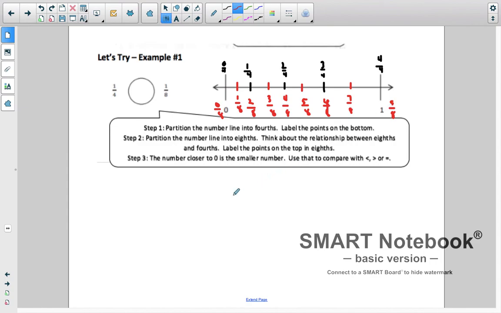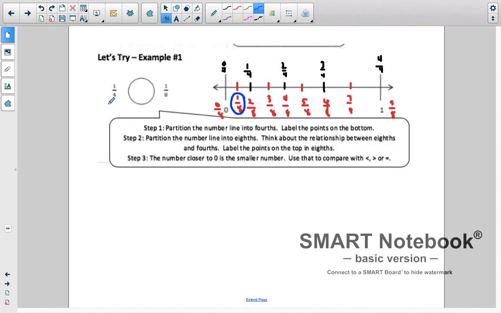It says the number closer to 0 is a smaller number, using that to compare with the greater than, less than, or equal. So I'm going to circle in blue the fraction that's closer to 0. So 1/8 is the closest one to 0. It's closer than 1/4. Okay? So 1/8 is the closer.